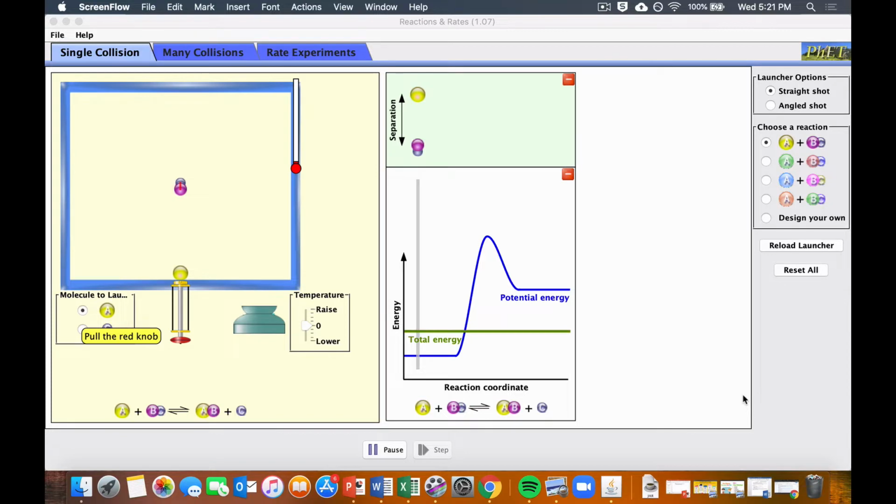This simulation is an introduction to the idea of reaction rates. What affects the rate at which a chemical reaction happens? So this unit is about reaction rates and equilibrium.